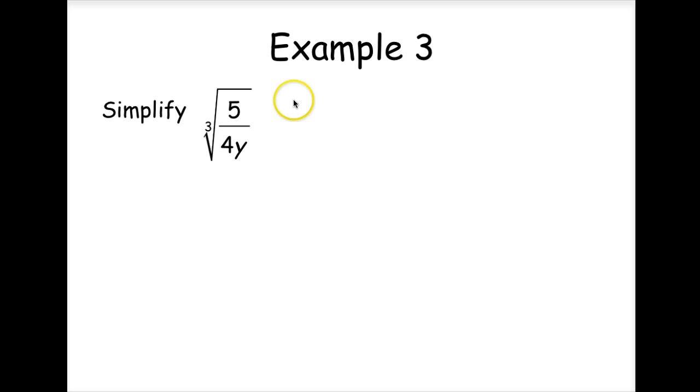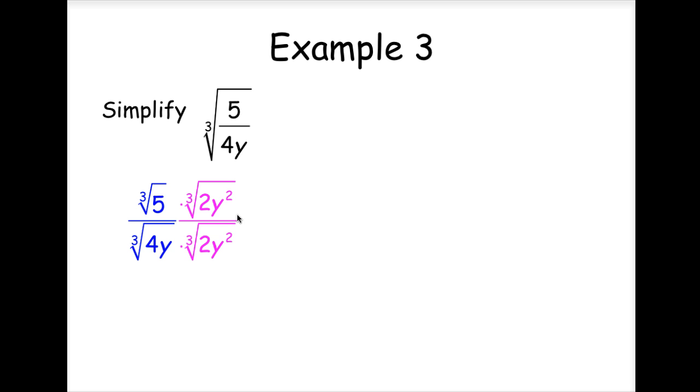One more example. We have the cubed root of 5 over 4y. Now notice we're not multiplying by 4y. We want to have perfect cubes. So if we take 4 and multiply it by 2, we could get 8, which is a perfect cube. And to make y a perfect cube, we need 2 more. So that's why we're multiplying by the cubed root of 2y squared instead of the cubed root of 4y. We're trying to get this to a perfect cube.